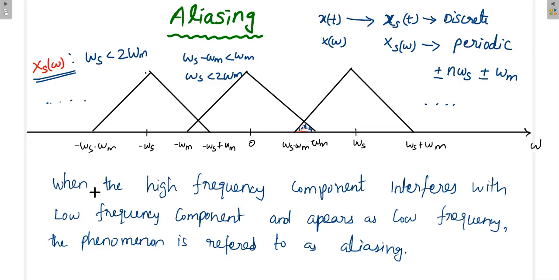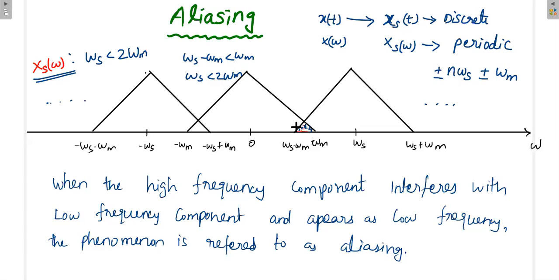What do you mean by aliasing? It is when the high frequency component interferes with the low frequency component and appears as a low frequency. This phenomenon is referred to as aliasing. So it is the interference of the high frequency component with the low frequency component. The signal is getting aliased, which means the signal is getting distorted, so from this X of omega we cannot exactly recover back our x of t. That is the problem with aliasing.